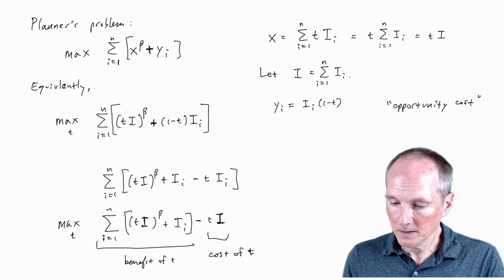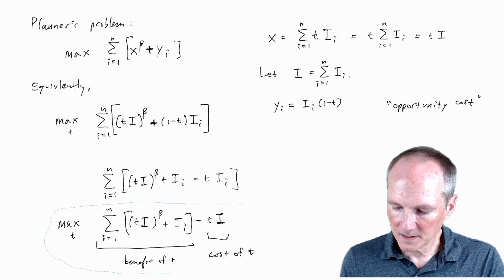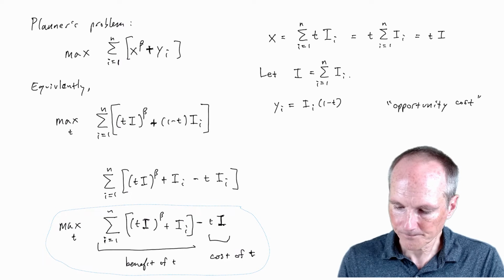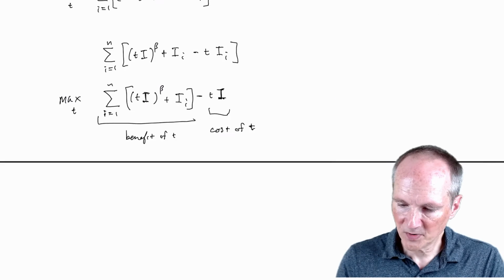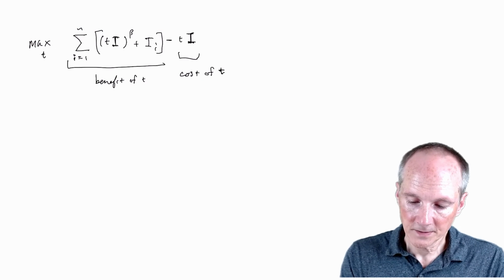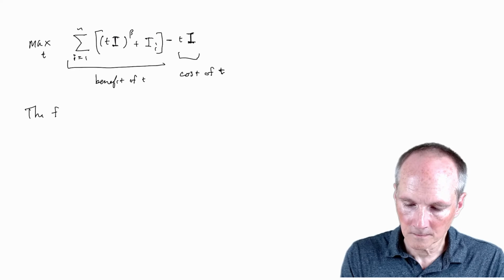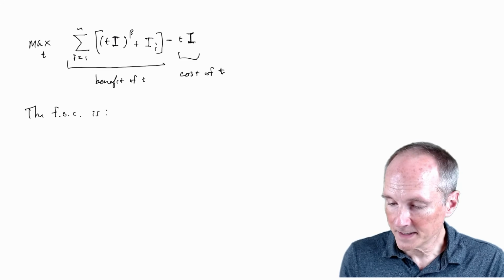Okay, and once we have that, then we can apply our first order approach. Okay, so the first order condition is what? Well, the derivative of the benefit function, oh, I should say I can actually simplify that a little bit more.